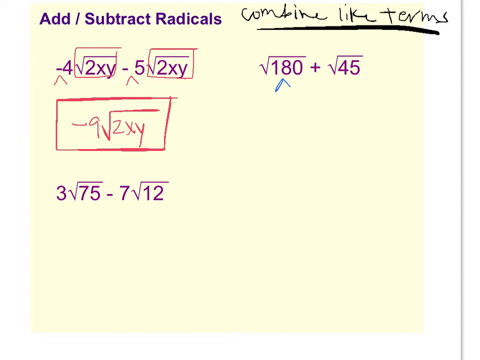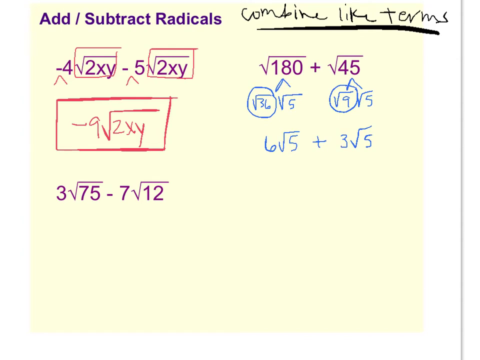So we're looking for the biggest perfect square that fits into 180. And if you go through your list and kind of divide it out, we'll see that 36 fits 5 times. So let's take the square root of 36 and get 6. The square root of 5 stays the same. I'll bring down the plus sign from the problem, and now I'm going to look at the square root of 45 and think, well, how does 45 reduce? Any perfect squares we can get there? 9 fits in 5 times. So let's take the square root of 9 and get a 3. Square root of 5 stays the same.